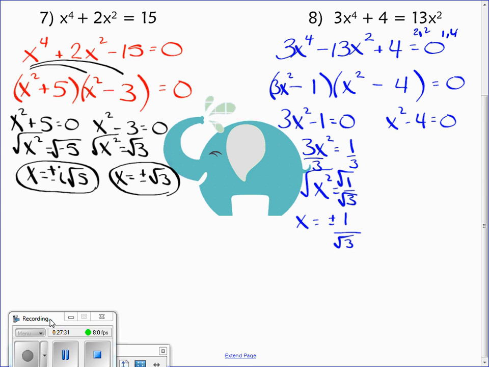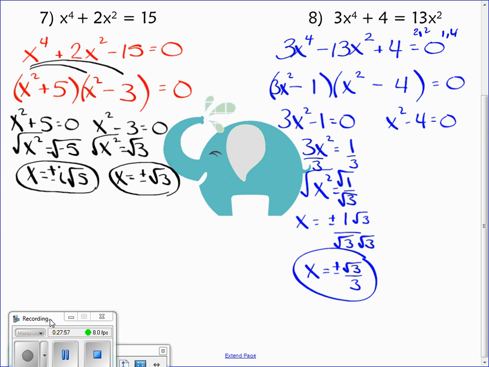Can't leave a radical on the bottom. Holy crap, this problem did everything we've ever learned, right? So what do we have? 1 radical 3 over 3. But should you know how to do all that? Yeah, we've done all this. I'm just taking everything you've ever learned and thrown it into one problem.